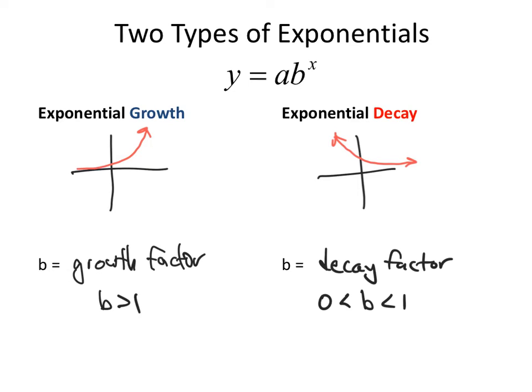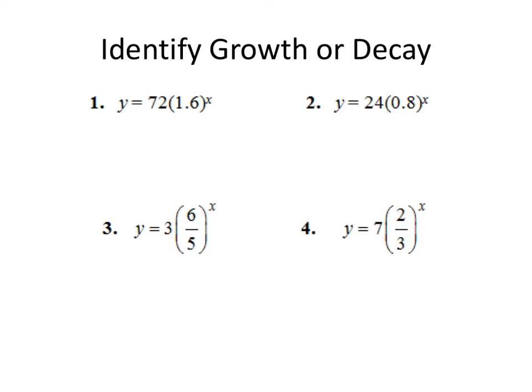So for a growth factor, we need it bigger than 1. For a decay factor, we need it to be less than 1. So the first one here, we have 72 times 1.6^x. We just want to decide if this is exponential growth or exponential decay. And we're going to say that this is exponential growth, because in this particular case, b is equal to 1.6, which is bigger than 1, so it's growth.